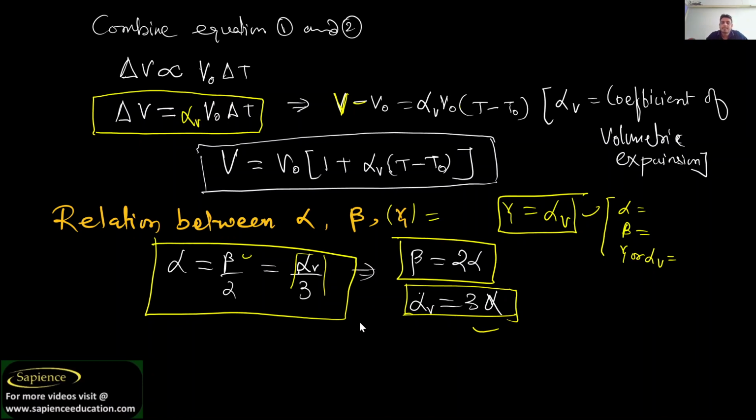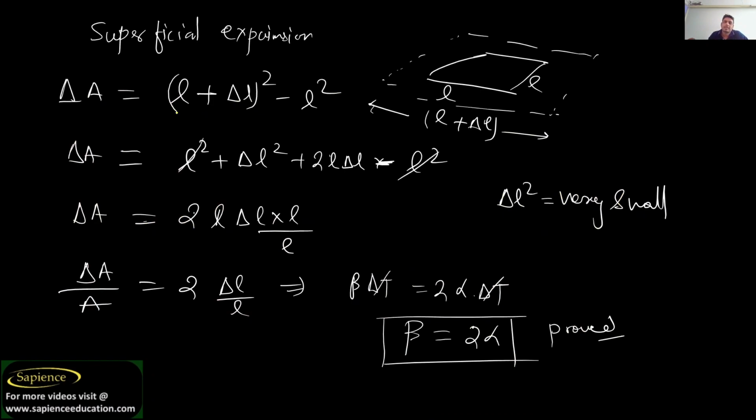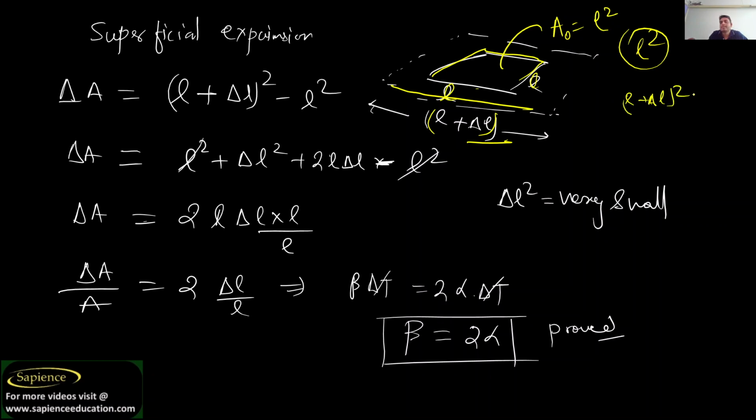Let us see here. Let us consider superficial expansion. I will derive what that relation is. So let us consider superficial or areal expansion. Area is equal to length into length. So earlier, A naught is equal to L square, and finally after heating its length becomes L plus delta L, right? So the final area is L plus delta L whole square. So can we tell here that the change in area is equal to L plus delta L whole square minus the initial area?